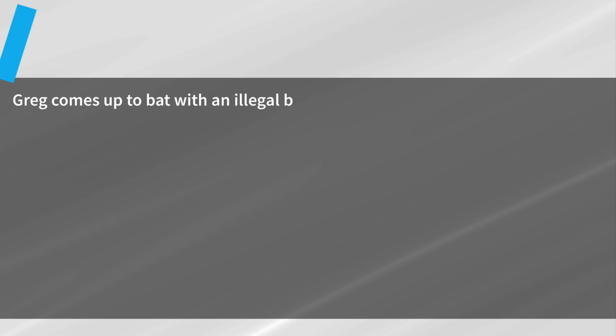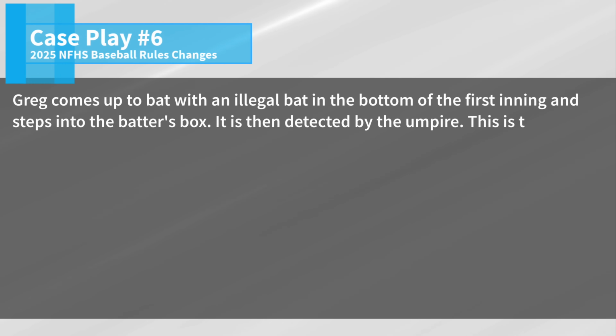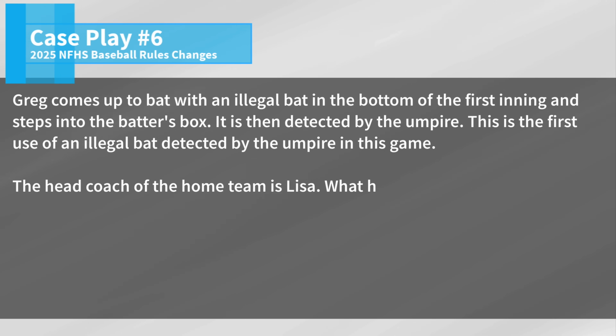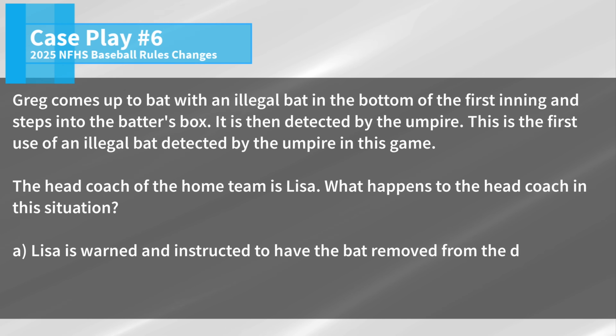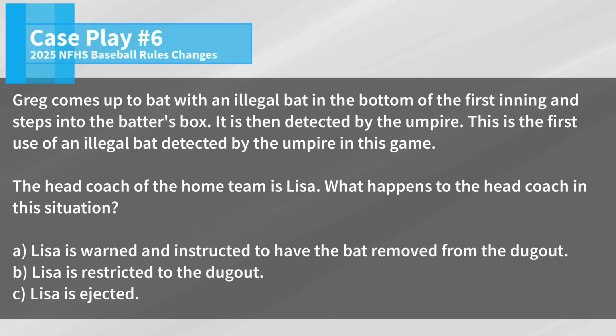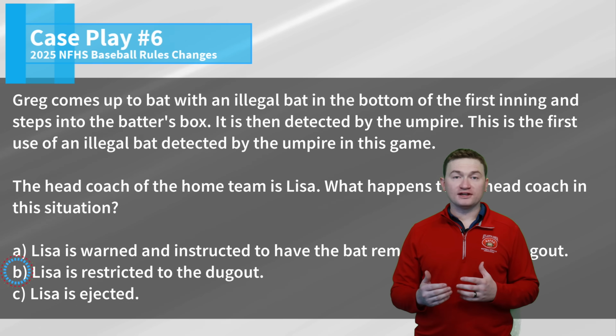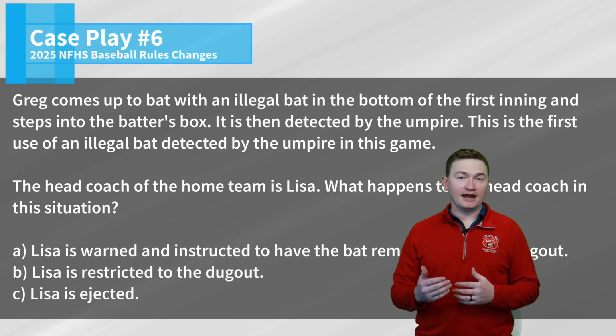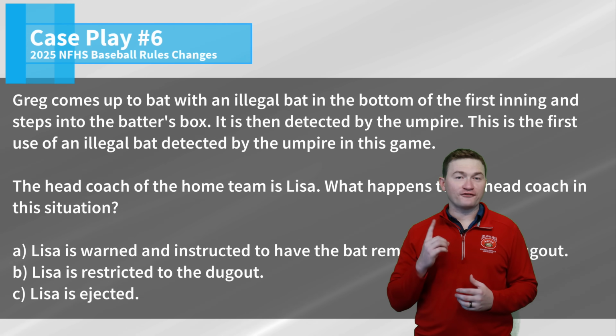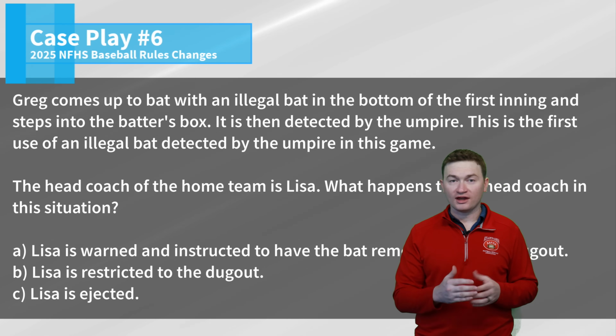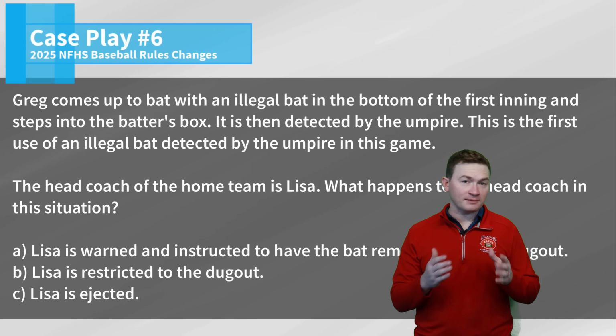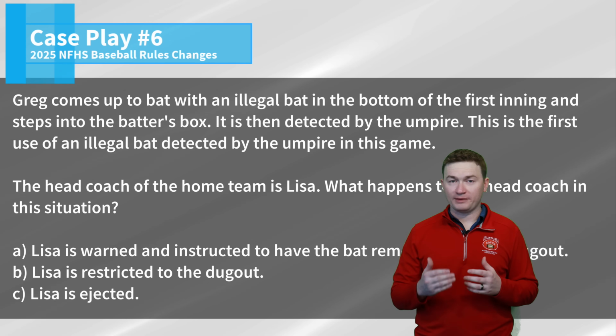Case play number 6. This is the same play given in the last question, except now we're noting that the head coach of the team is Lisa. What happens to the head coach in this situation? Is it A, Lisa is warned and instructed to have the bat removed from the dugout? B, Lisa is restricted to the dugout? Or C, Lisa is ejected? The correct answer here is B. Lisa is going to be restricted to the dugout. Anytime a team uses an illegal bat, the first time is going to be a restriction for the head coach. Any subsequent time they do that in the same game, it's going to result in the head coach being ejected.